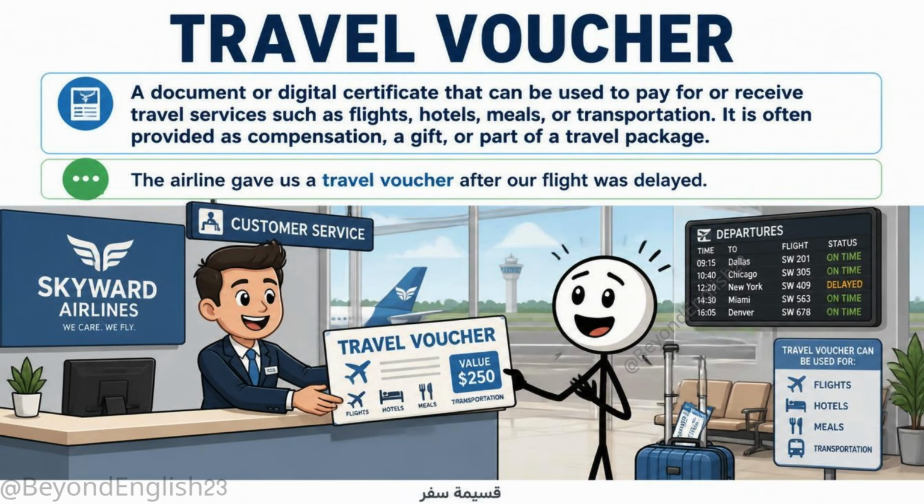13. Travel voucher. A travel voucher is a document or code that can be used as credit for travel-related services such as flights, hotels, or transportation. Airlines may provide vouchers as compensation or refunds. Example: the airline gave passengers a travel voucher after the flight was cancelled.